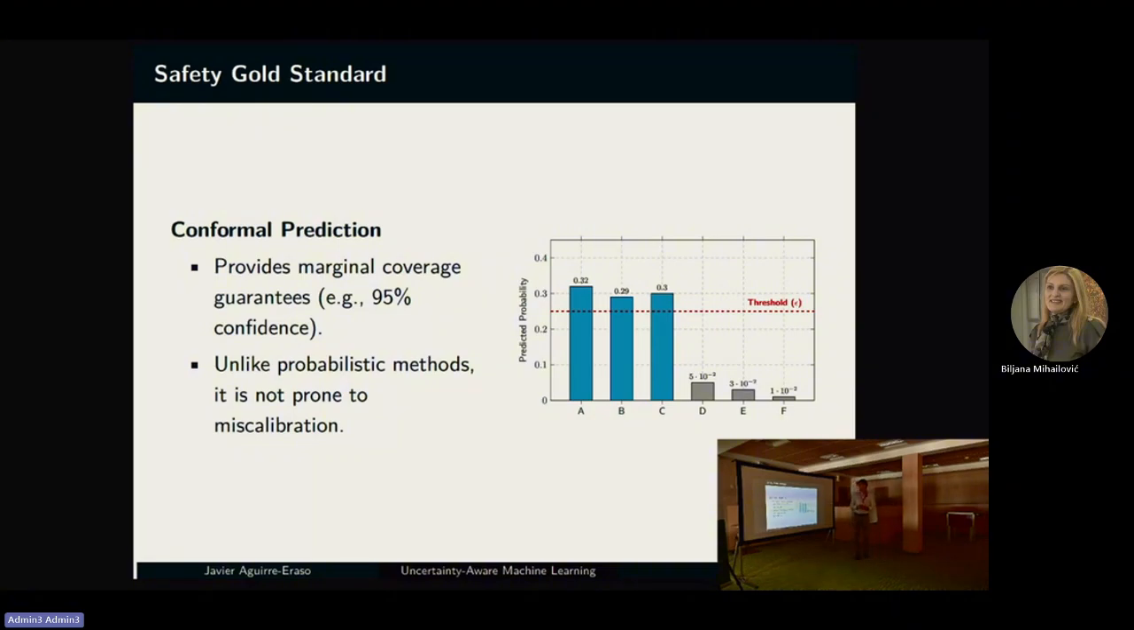For example, imagine we have a model that predicts these probabilities. It won't make any sense to just say that the predicted class is A, because the difference between classes A, B, and C is not very big. It would make more sense to predict a set of possible classes that guarantees the chance that the true label is in the predicted classes is above a certain threshold.